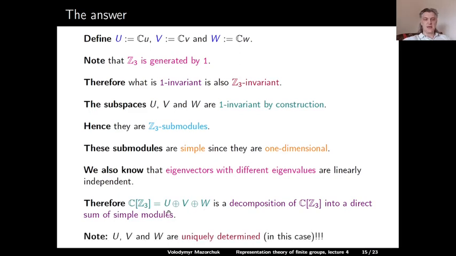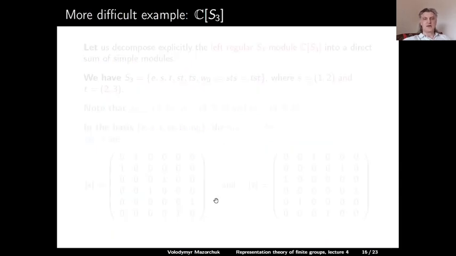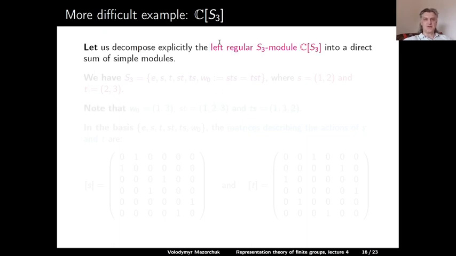Note that in this case, U, V, and W are actually uniquely determined as submodules of the regular module. And this is because they all are non-isomorphic and the multiplicities are 1. Let us now look at a much more difficult example, the left regular representation of the symmetric group S3. So let us decompose this left regular module into a direct sum of simple modules.